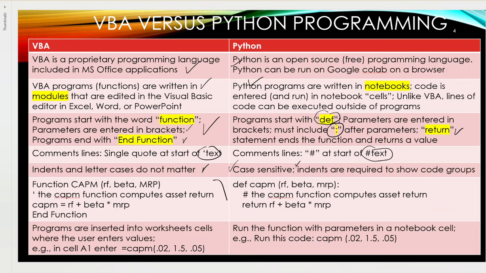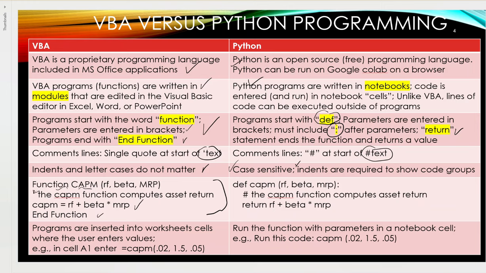So here's an example of a simple VBA program called CapM. You start with the word function, and this is in VBA. Give it a name, CapM, and it has 3 parameters, RF, beta, and market risk premium. And then I do a single quote, and it says this program computes asset return. And then I calculate CapM equals RF plus beta times MRP, and I hit end function.